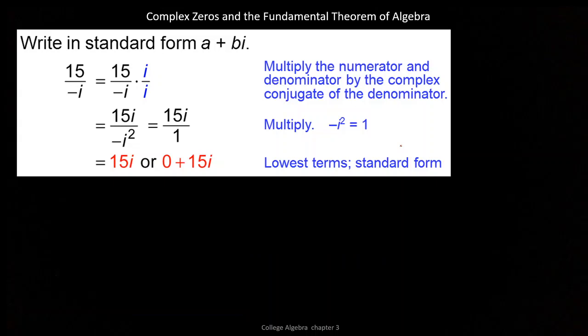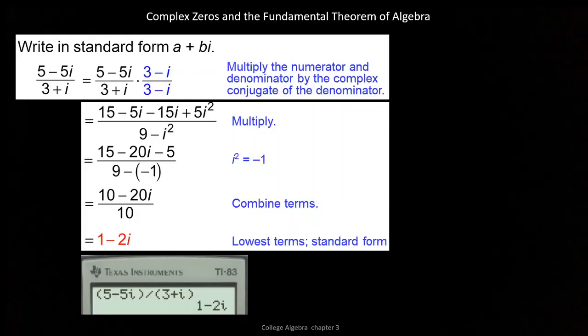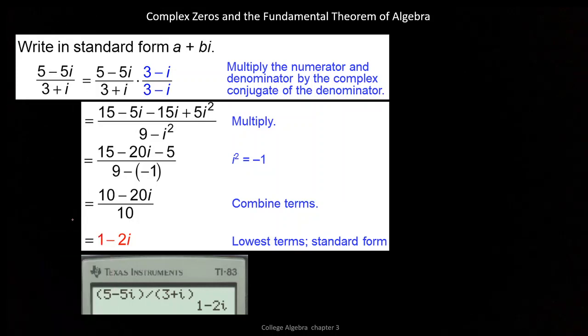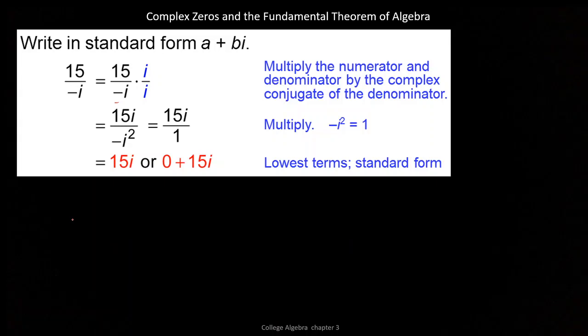All right, write in standard form. Again, we have 15 divided by negative i. Now, what is the complex conjugate of negative i? Well, the complex conjugate of negative i is just i. So here, you just have to multiply by i, because i is the conjugate of negative i, right?